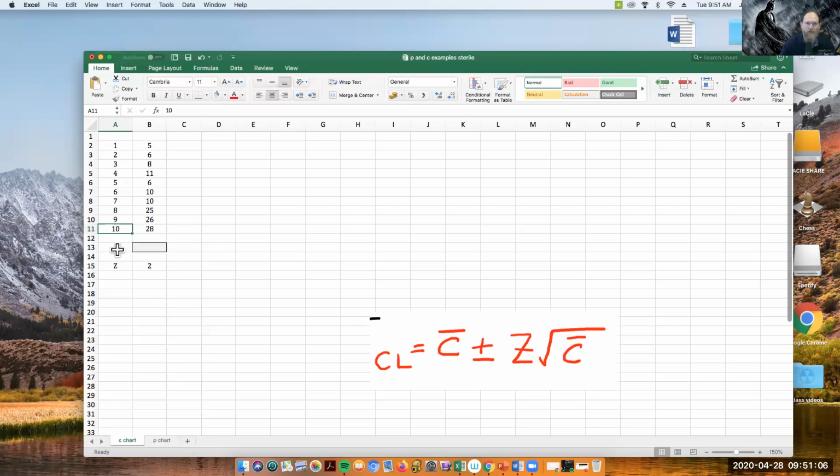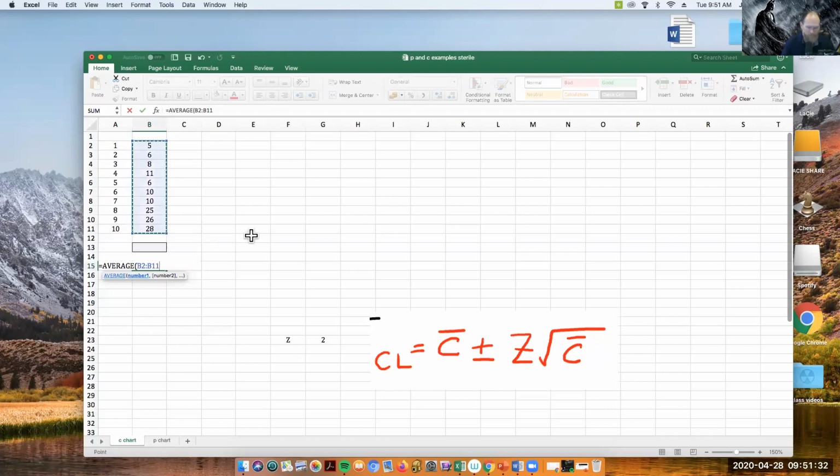So the first thing I want to do, and let's say that I just want to work with a Z of 2. I just arbitrarily say I want my control limits to be within a Z of 2. So the first thing I want to do, just like I do before, is get a C bar, and I'm going to take the average of those, in this case, complaints. And that would be 13.5.